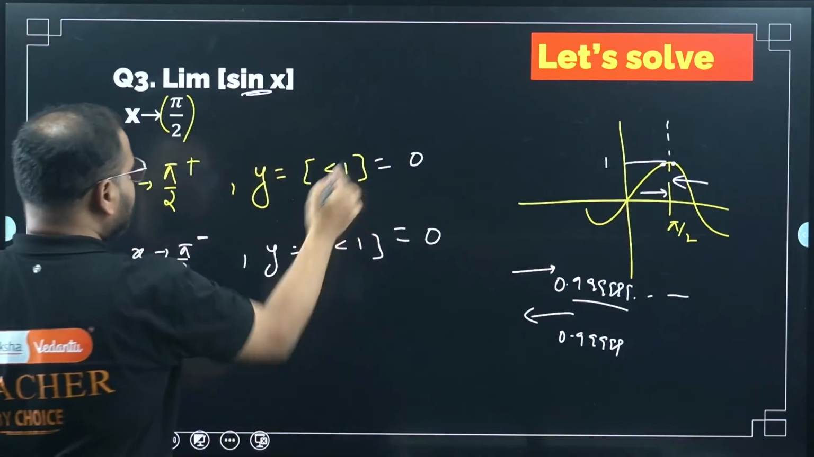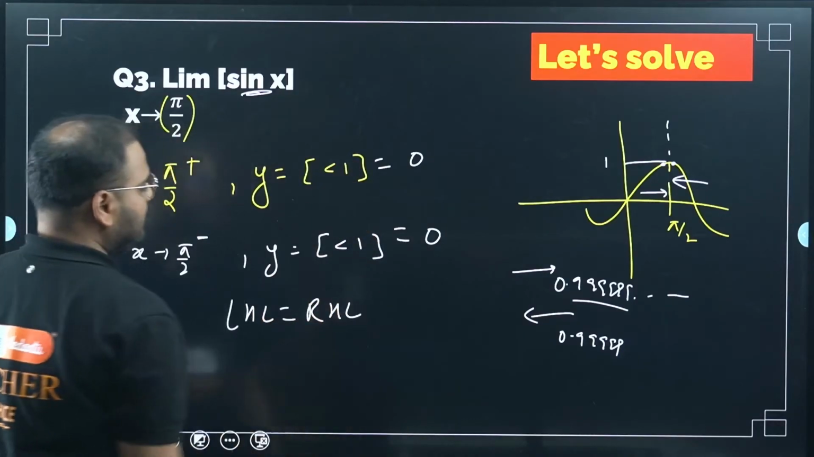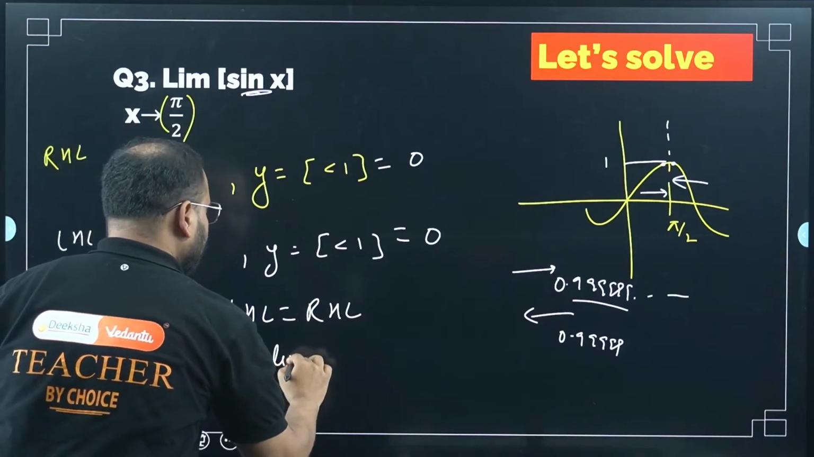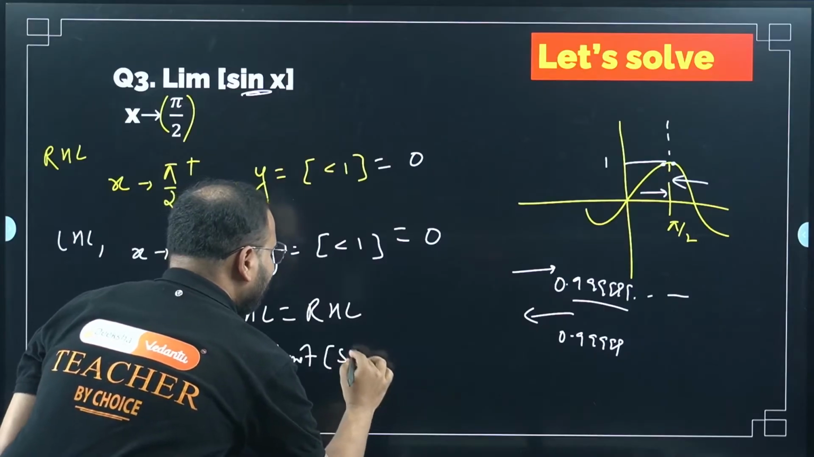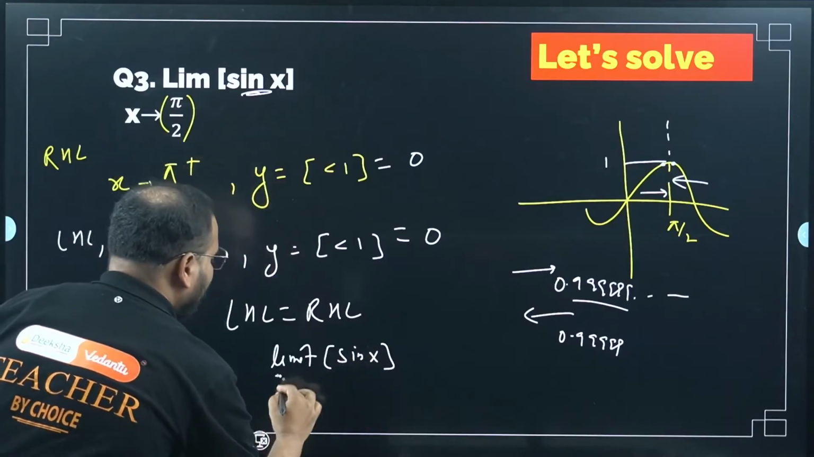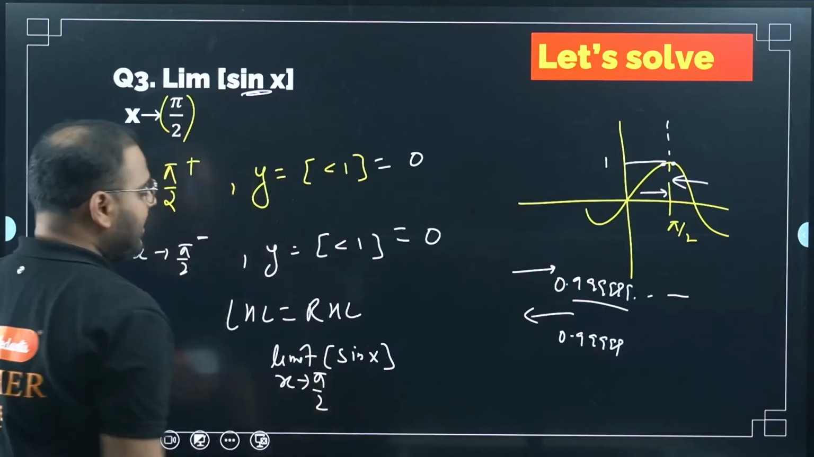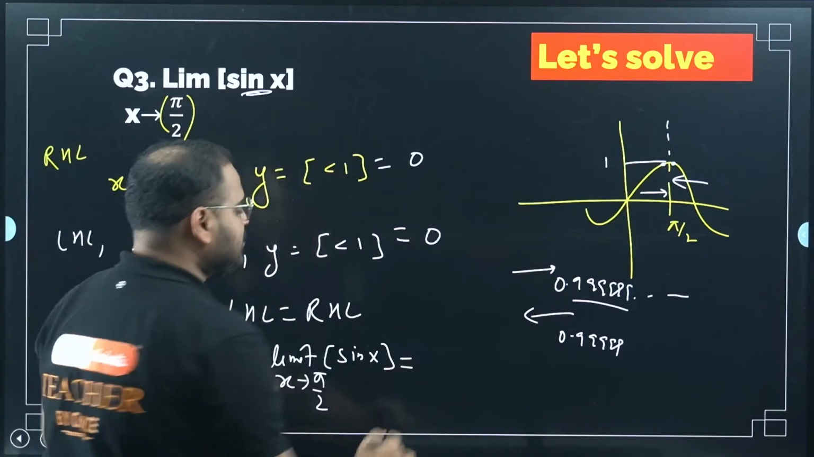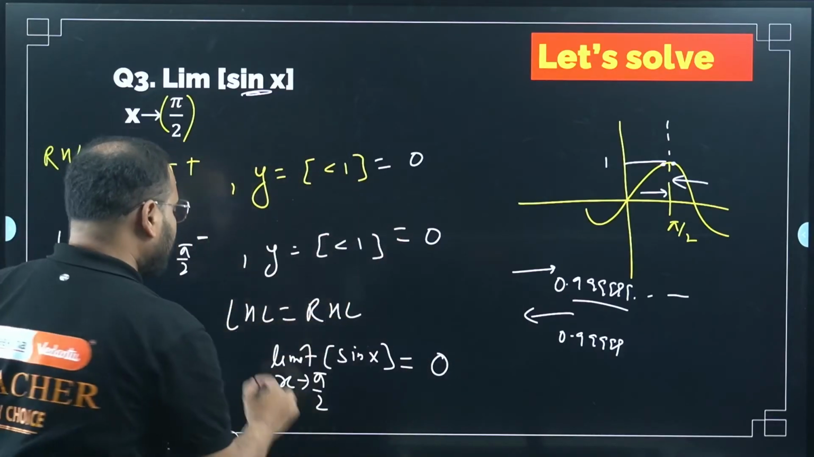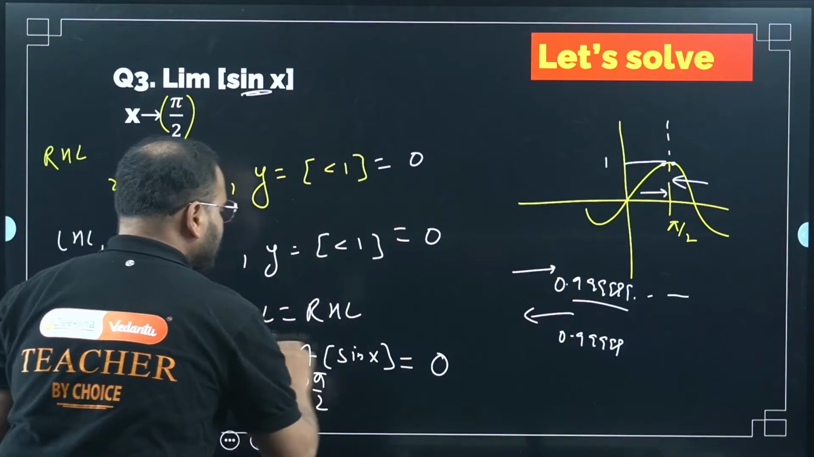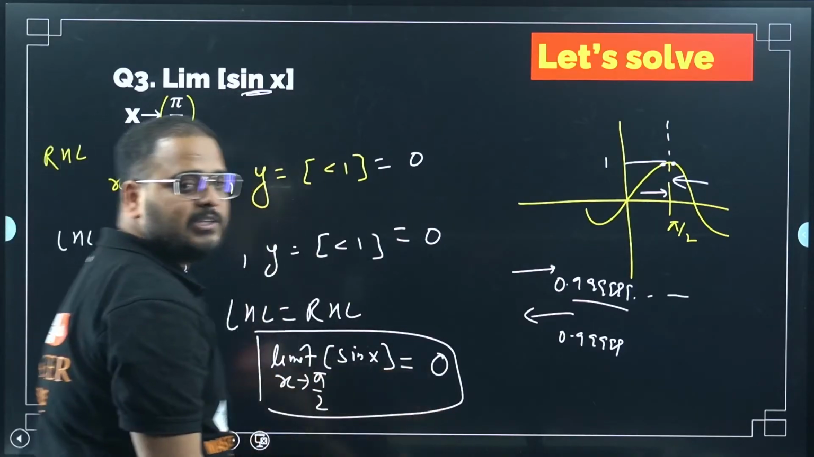Okay. So basically what happens? LHL is equal to RHL. Hence the limit of sin x as x tends to pi by 2 is actually existing and is equal to 0, because L1 and L2 are 0 and 0. So the limit exists and it's equal to 0. They ask us to find the limit value. So this is nothing but 0. I hope this is clear.